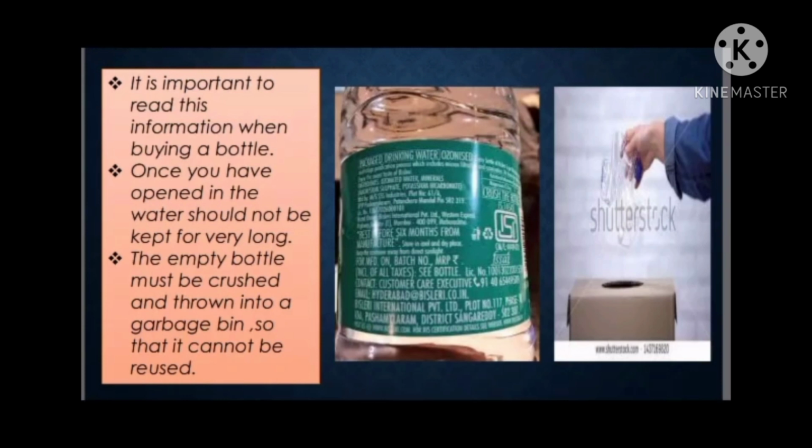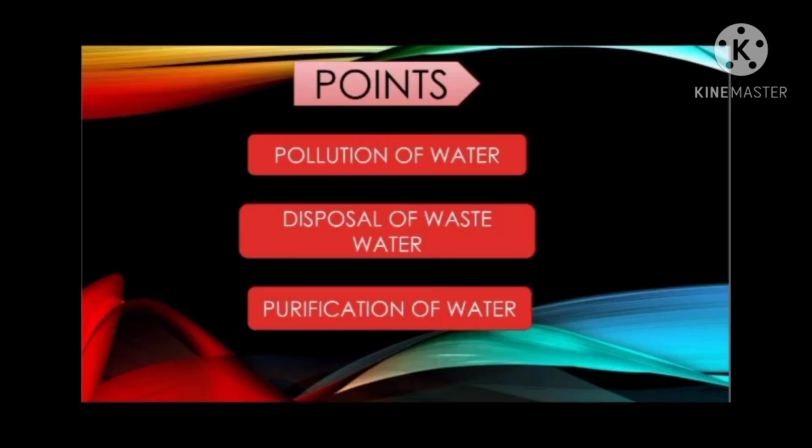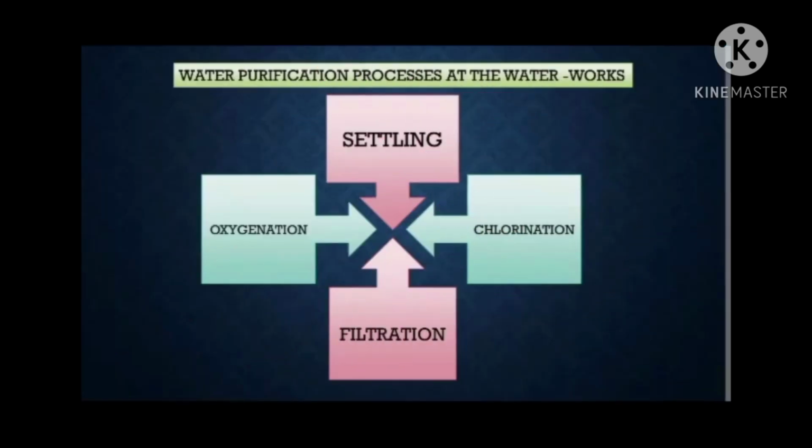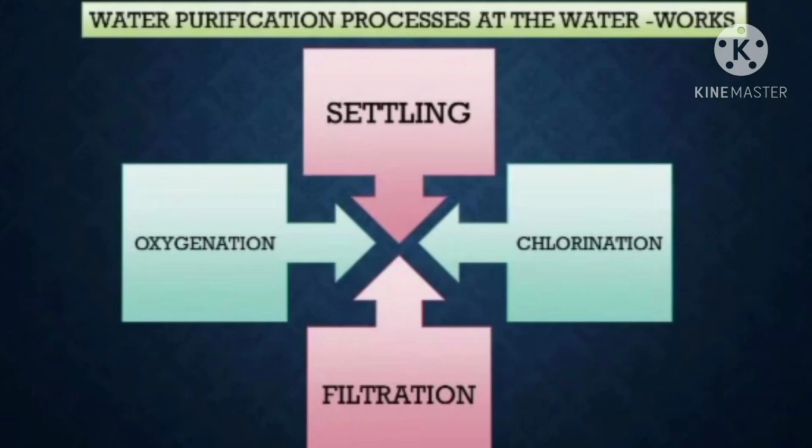Okay, now next one we will study is the water purification process at the water works. So we have studied that water is purified before it comes to us. So many processes are there. Out of that, first we will study here in the picture it is given. The processes are, first one is settling, then oxygenation, third one is filtration, and last one is chlorination.